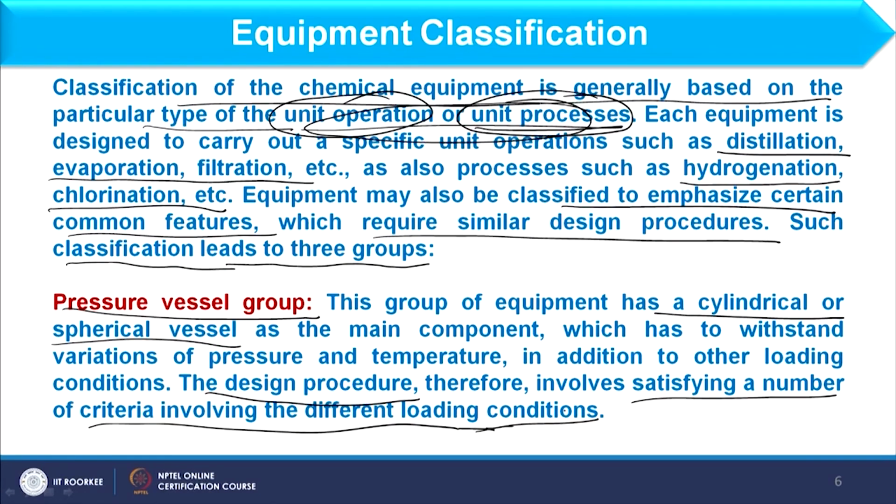It means, what is that criteria? For example, if I am operating with a particular pressure or temperature, then that particular temperature and pressure should not go beyond the permissible limit. So, that permissible limit would be the criteria. Okay. So, in the pressure vessel group we have to basically focus on temperature and pressure conditions.